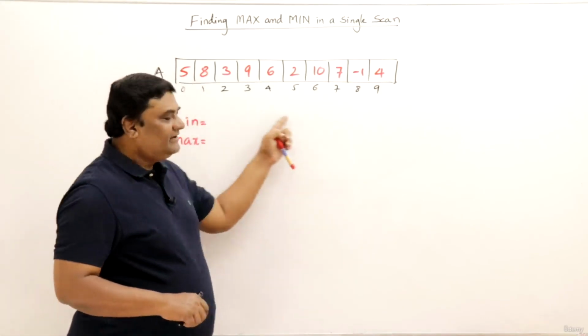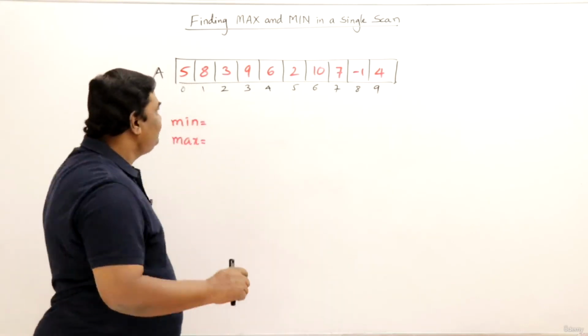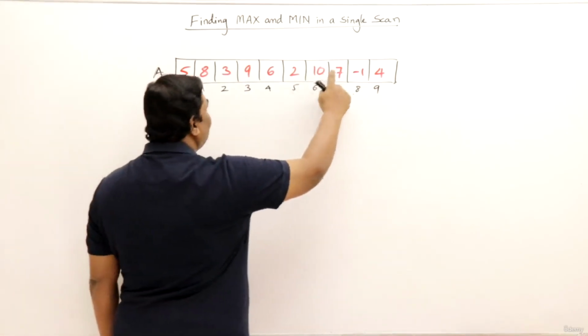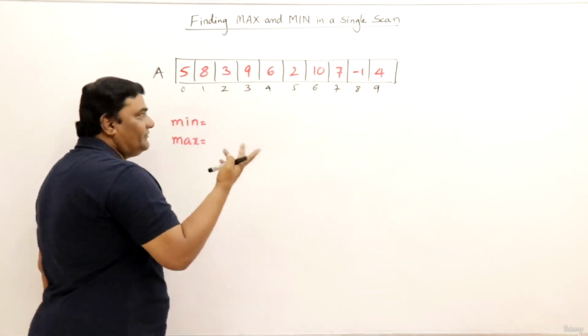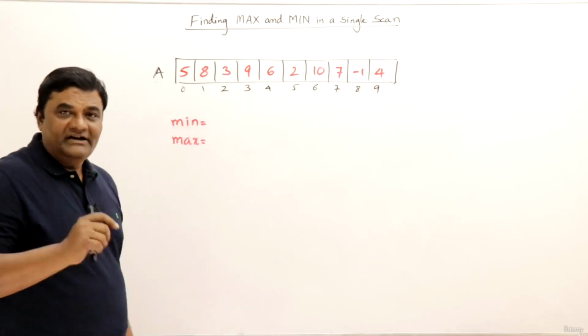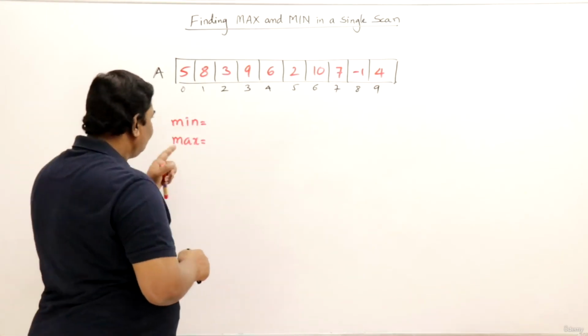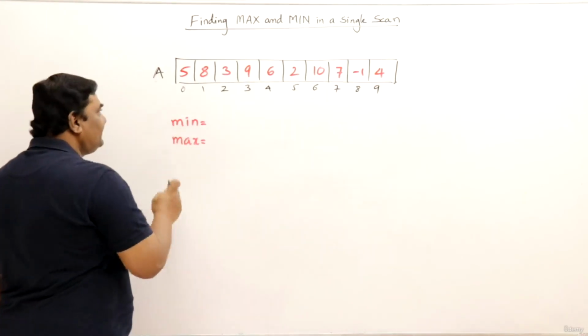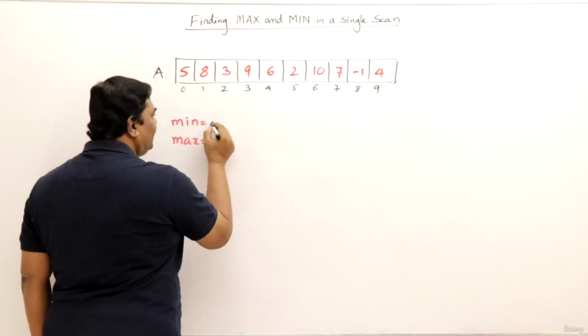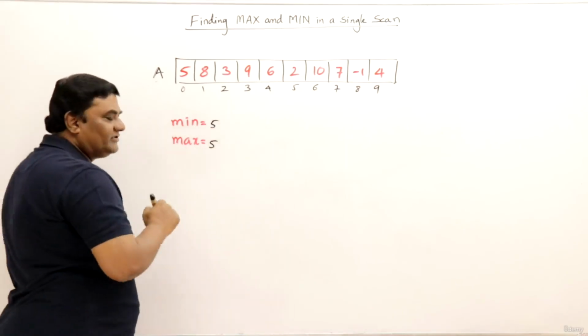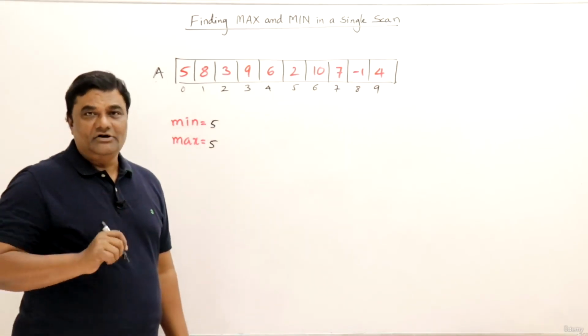I have a given array here with some elements, and the maximum element here is 10 and the minimum element is -1. So that's what I want. Now how to find max, min? So I have taken minimum and maximum, two variables. So let us start the procedure. The very first thing I'll do is the first element, 5, I will assign it to both. So both minimum and maximum are 5 now.